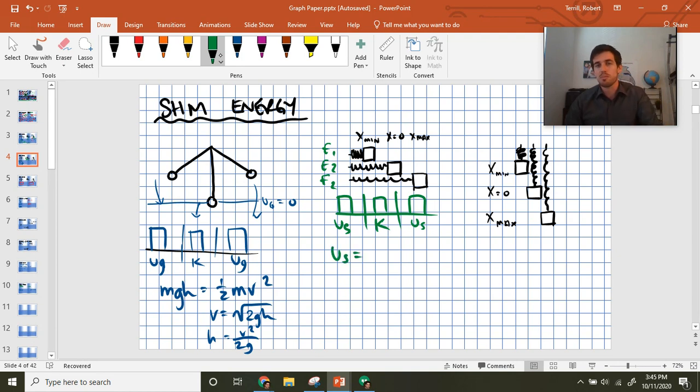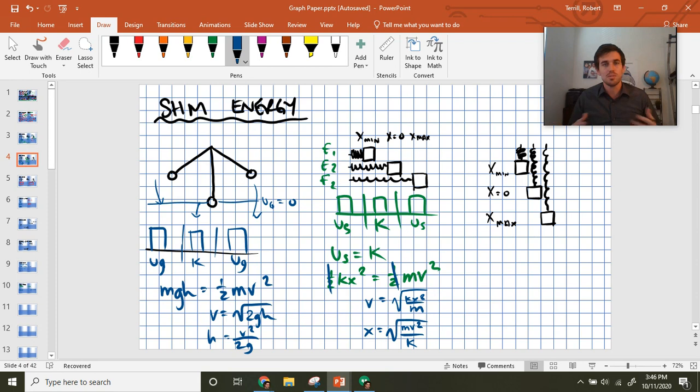We'll just say the spring potential is equal to the kinetic energy. That's 1/2 kx squared equals 1/2 mv squared. The halves cancel. And then if we're trying to get the velocity by itself, the velocity is the square root of kx squared over m. And if we're trying to find the displacement of the spring, it's going to look almost the exact same, except it would be mv squared on the top and then k on the bottom. So these problems are pretty simple.